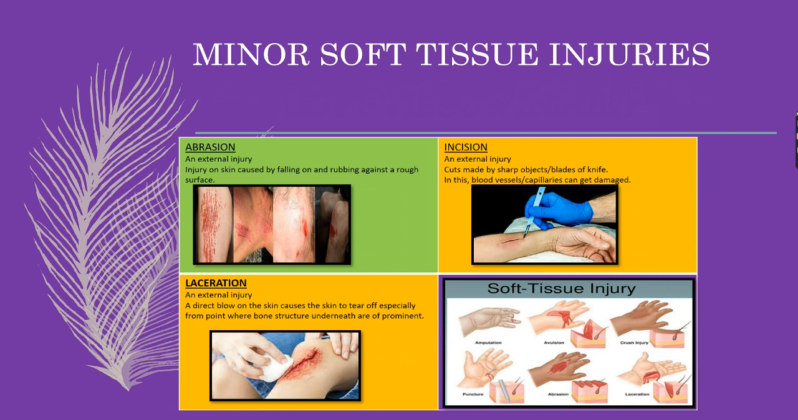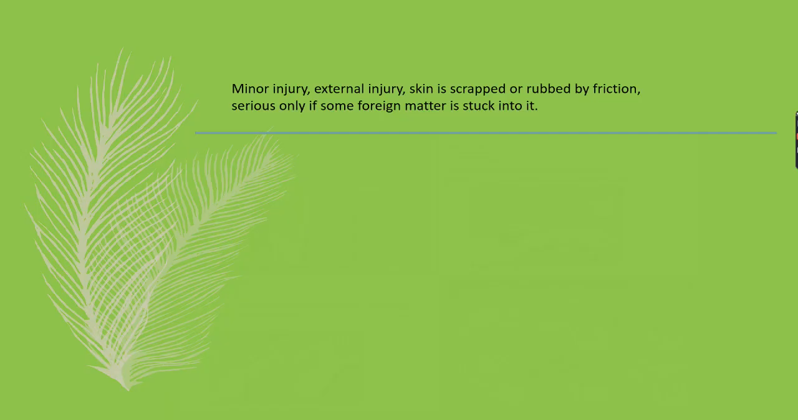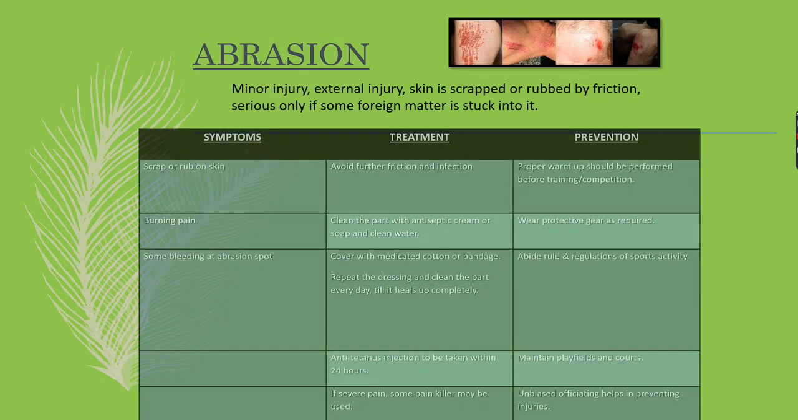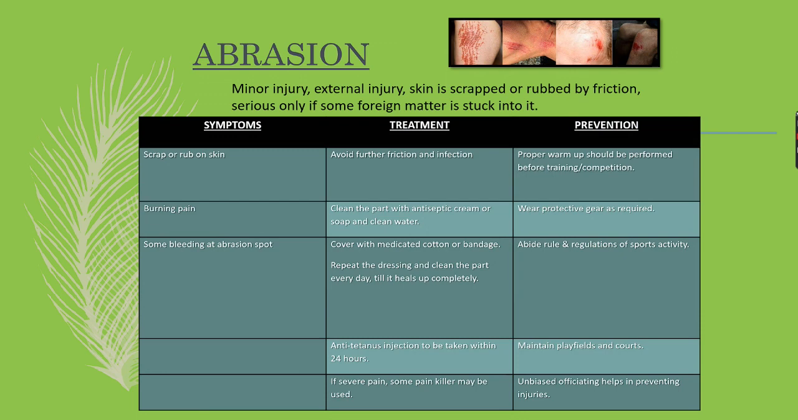Abrasion. Symptoms, treatment, prevention. Scrape or rub on skin: avoid further friction and infection. Proper warm-up should be performed before training and competition. Burning pain: clean the part with antiseptic cream or soap and clean water. Wear protective gear as required. Some bleeding at the abrasion spot: cover with medicated cotton or bandage. Repeat the dressing and clean the part every day till it heals up completely.